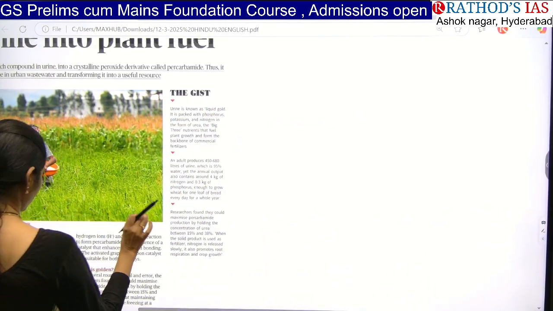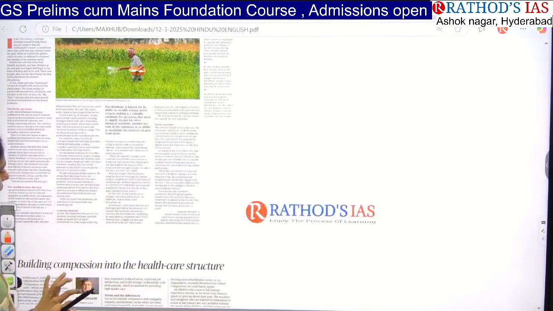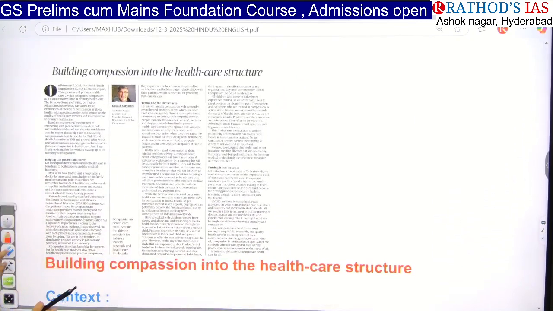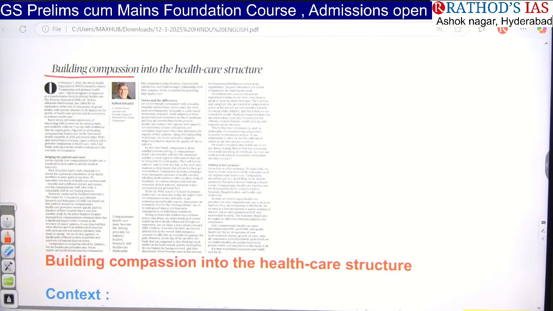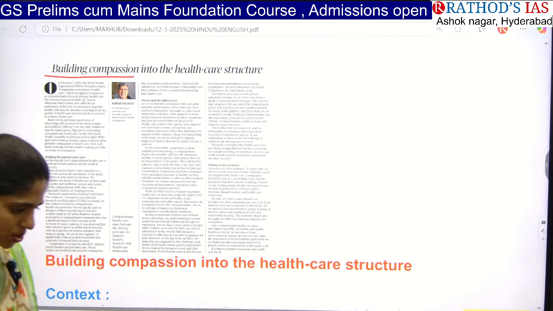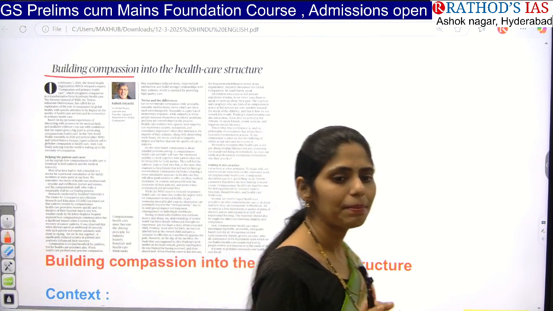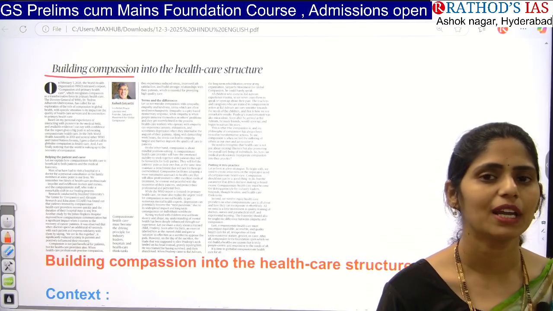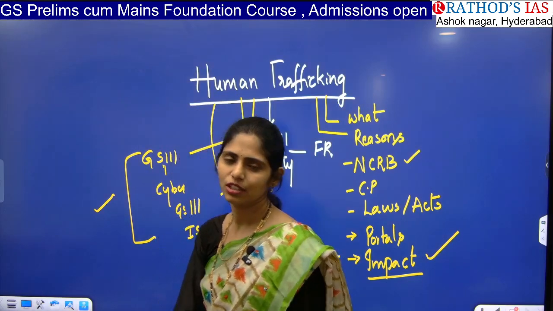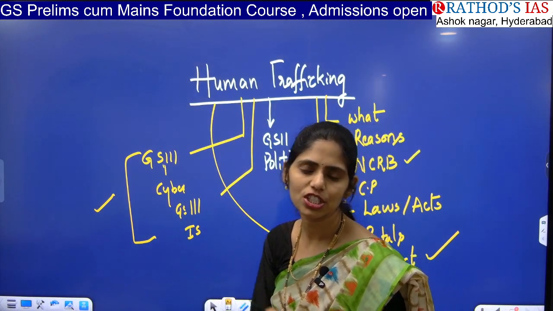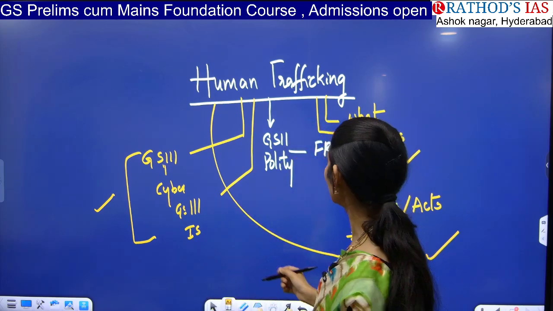Okay, now next, let us see the next article. So this article is saying building compassion into healthcare structure. So actually the keyword here is compassion. So where will you be studying about this compassion? It is not part of your polity or international relations or economy or science and technology.